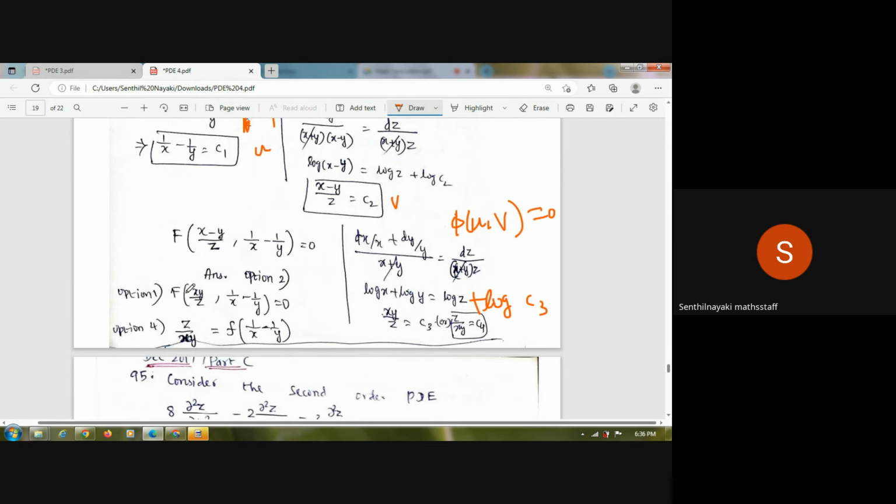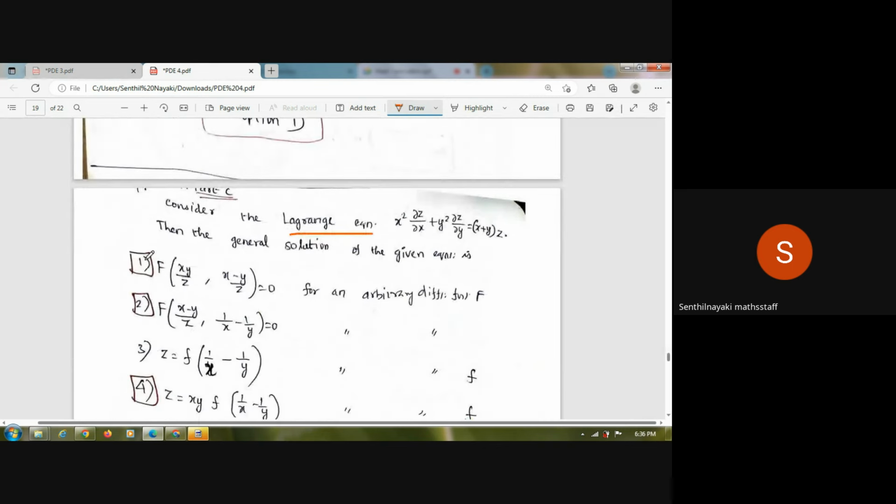So option 1, f of xy by z comma 1 by x minus 1 by y equal to 0, is also a correct option. Then the fourth option, z by xy equal to f of 1 by x minus 1 by y, is also a correct answer. Therefore, there are three correct solutions. The only wrong answer is this one.